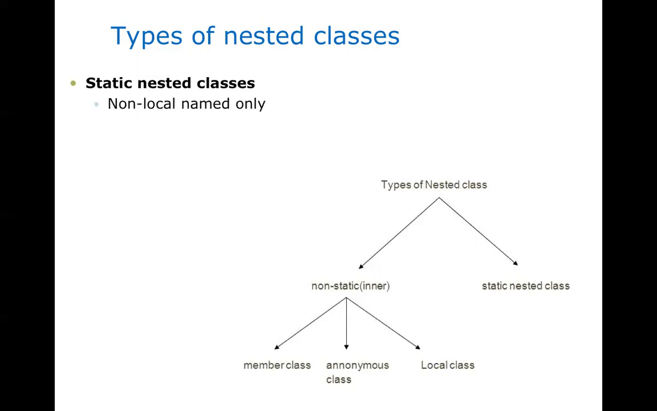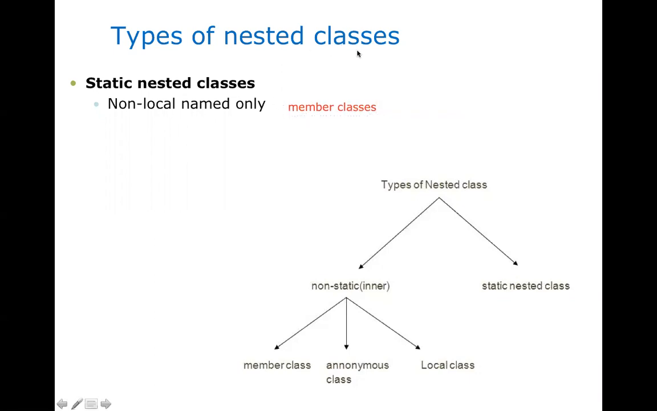Let's see here. Static nested classes, if at all they exist, will exist as non-local named classes. That means a static nested class will have a name and it is a non-local class. A local class defined in a method is also possible, but static nested classes will be non-local named classes. That means they are member classes. So let me write that down. These non-local named classes are nothing but members. Just like any other member in a class, static nested classes are member classes.